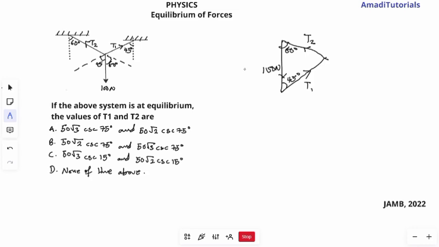So I've successfully represented the three forces into a triangle, a scaling triangle. So now what remains is how to resolve this triangle or solve it to find T1 and T2.